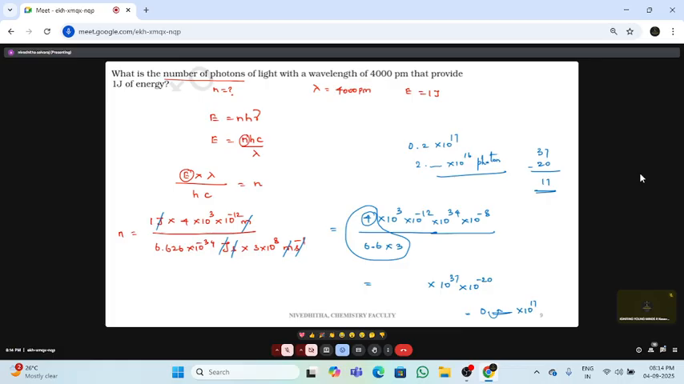Now we're going to discuss the topic called hydrogen spectrum. In a hydrogen atom, how many energy levels are there? Infinite number of energy levels are there, right? How many electrons are present in hydrogen? Only one.